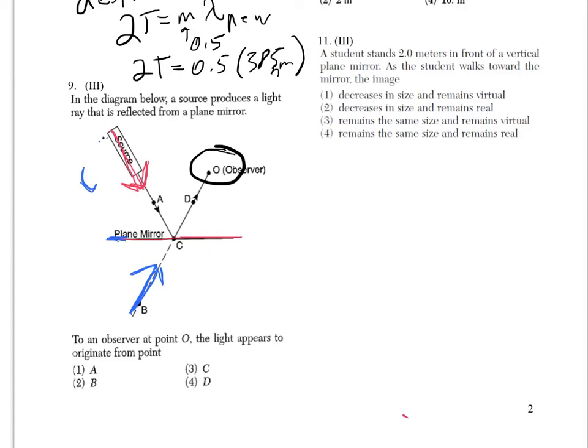So for a person standing over here, if she looks in the mirror, she will see the image of the thing that's generating the light back here in the mirror, flipped over like this. And so, for the observer, it would look like that light is actually coming from point B.